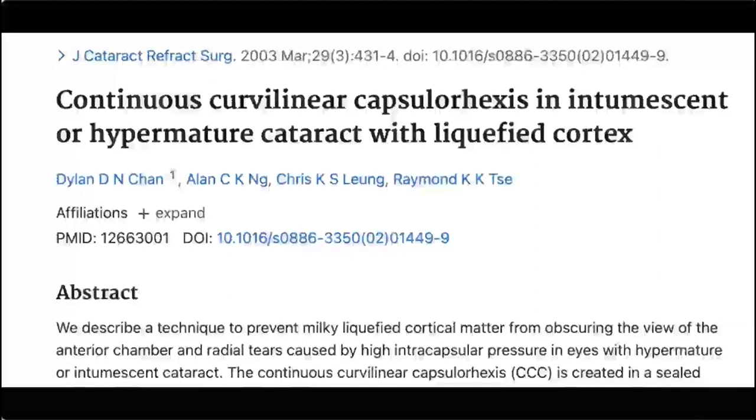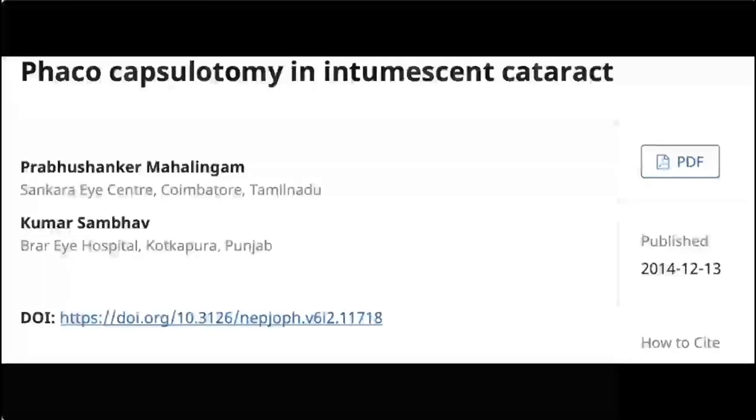Chan et al. used a 27 gauge needle to aspirate cortical matter through a paracentesis. But in our study, we allowed drop by drop irrigation so that there is a controlled removal of the liquefied cortex and decompression of the anterior lenticular compartment.